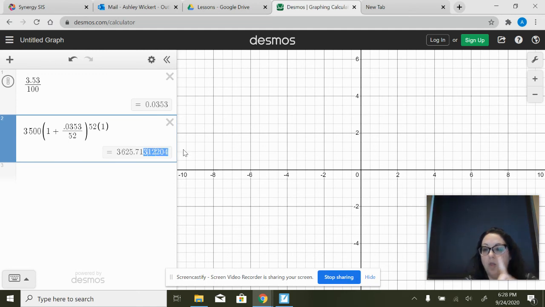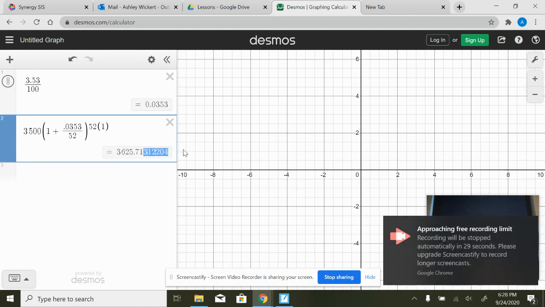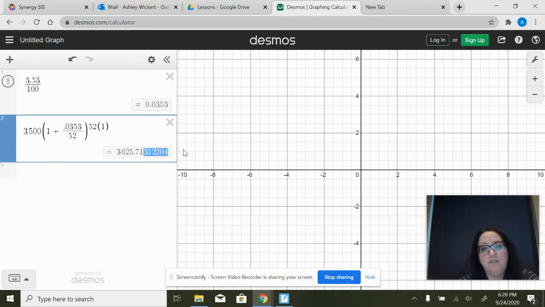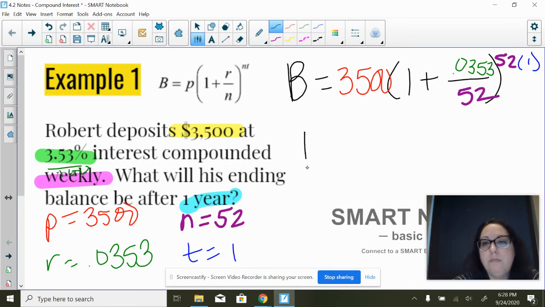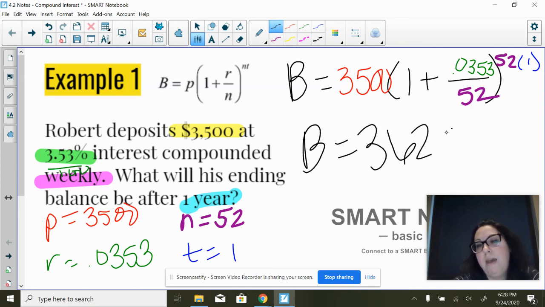So this is the original $3,500 and the interest that was earned. It looks like $3,625, and then 0.713 is just going to round off at 71 because that last number is a 3. So 3625.71. That is my compound interest amount and my account balance at the end of the first year, 3625.71.